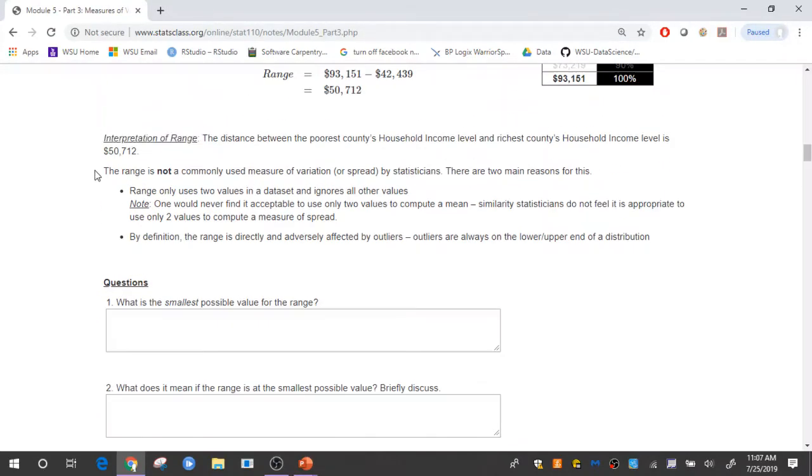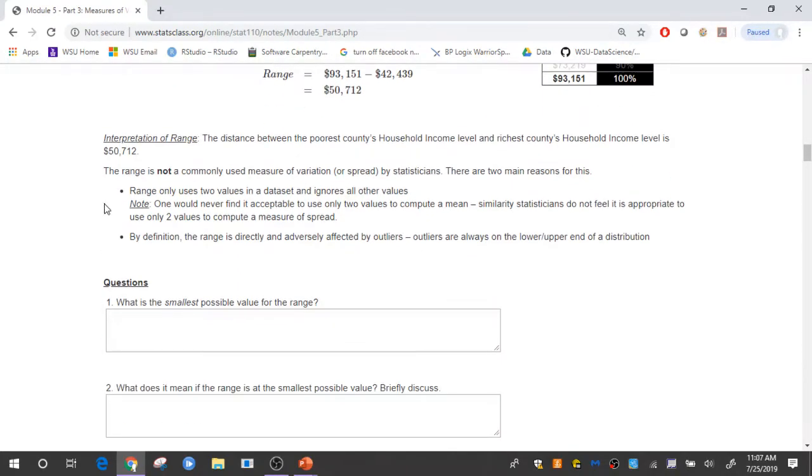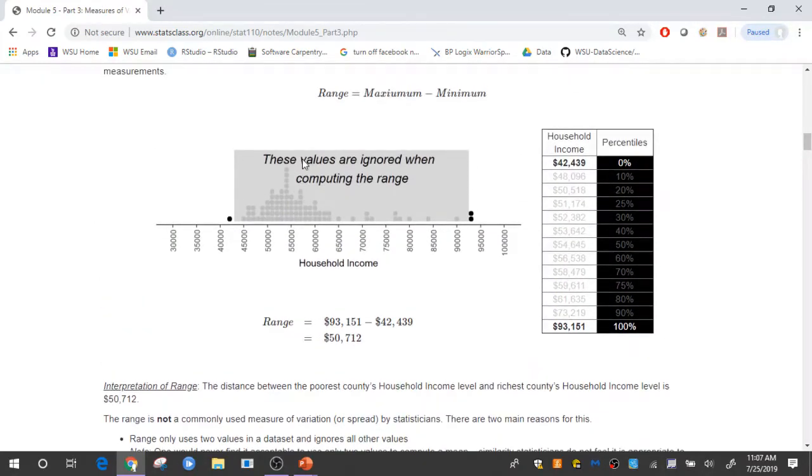So a couple of notes about the range. The range is not used as a measure of spread by statisticians. So even though it is easy to understand and it's also easy to compute, it is not a reasonable measure of spread for two reasons. Number one, the range only uses two values in the entire data set, and it ignores all other values. So in this distribution, all but two of these observations are ignored.